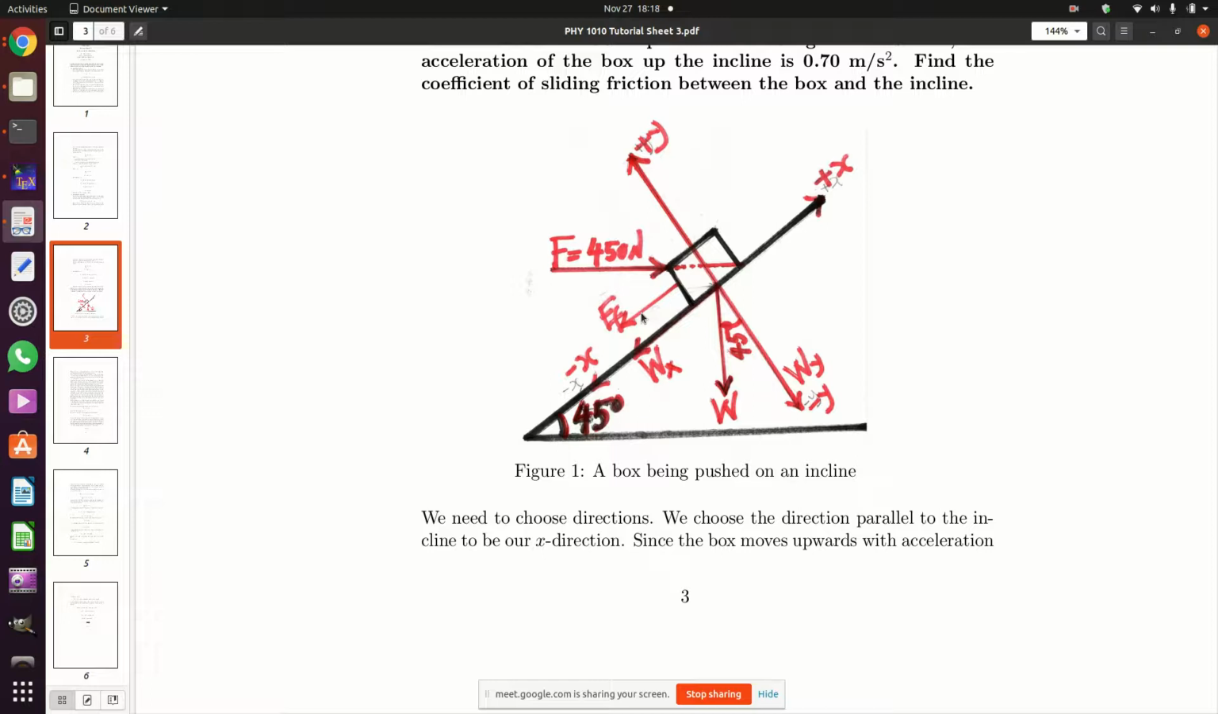I'm asking a question. Is it clear to everyone that this force, the 450 Newton force, and this weight, don't completely point in the x direction or in the y direction which you have chosen? Yes. Okay, so which means that we need to find components of these forces.